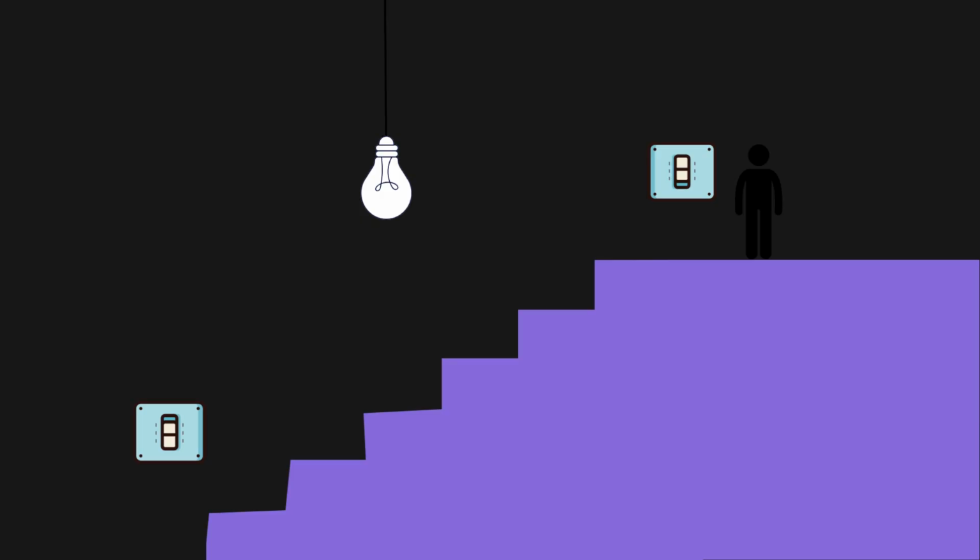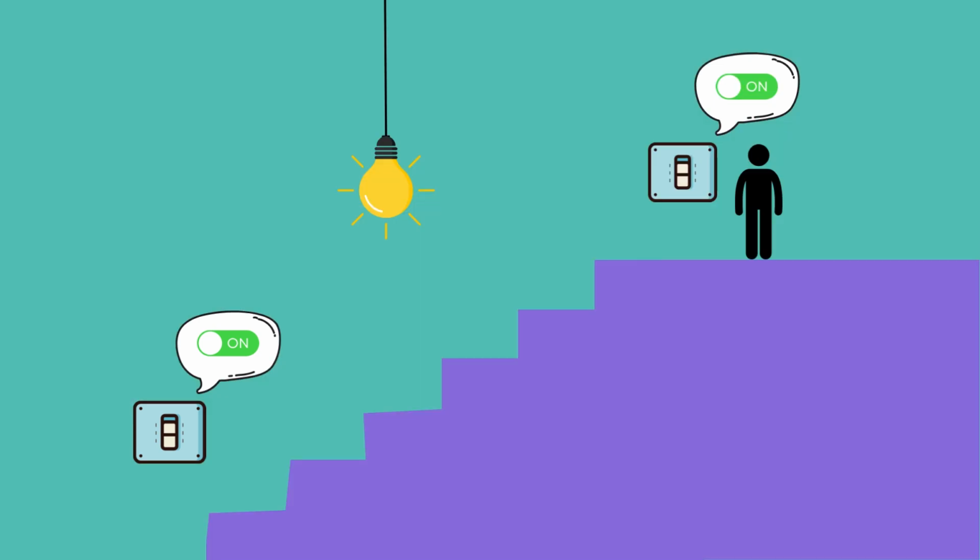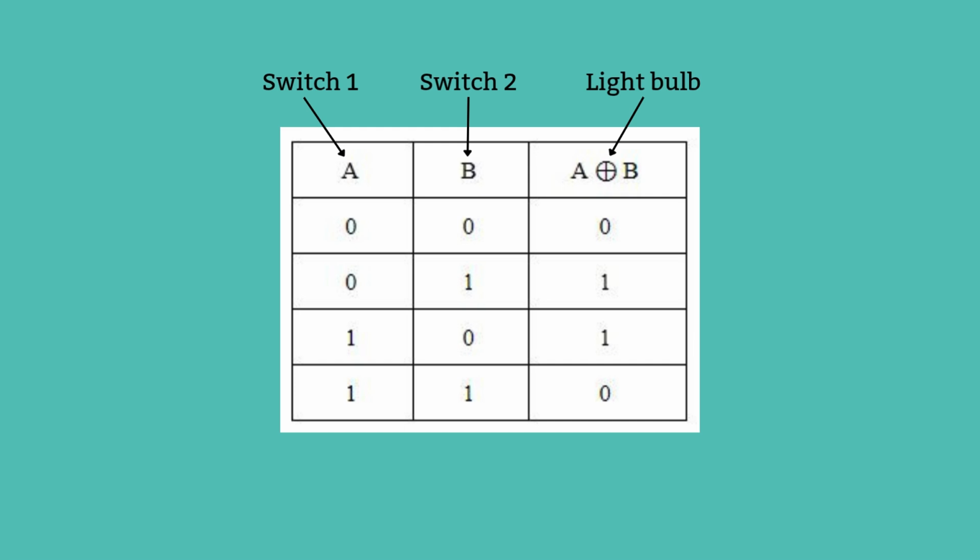Imagine you have a two-way light switch. The switch from below is on and the other switch is off. You want to turn the light on from above. When you flick the switch on, the light turns on. Put it in the table.